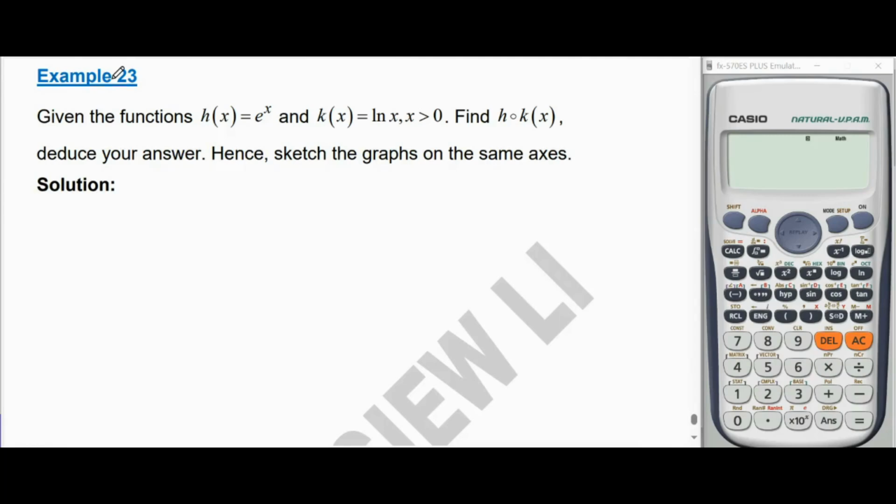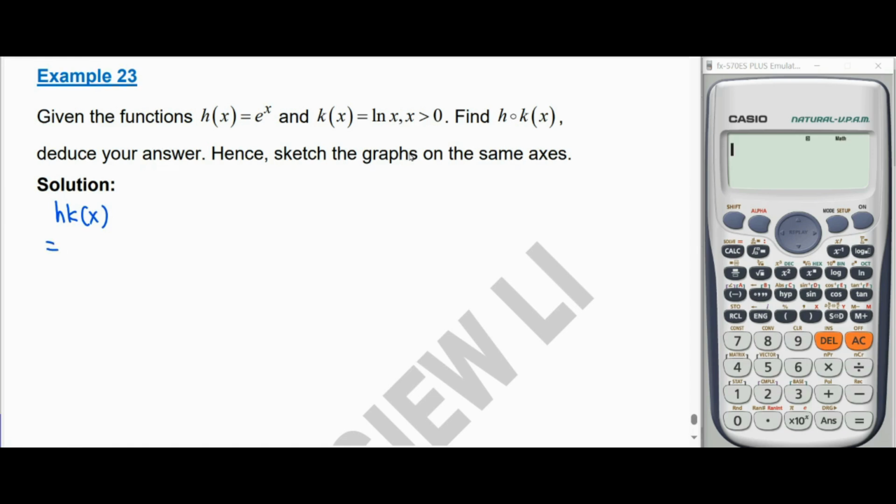Hi everyone, for this question, given the function h(x) is exponential and k(x) is ln x, a logarithm function, where x has to be greater than 0, means positive. First, find the composite function hk(x), then deduce your answer and hence sketch the graphs on the same axis. So first of all, we need to find the composite function hk(x).